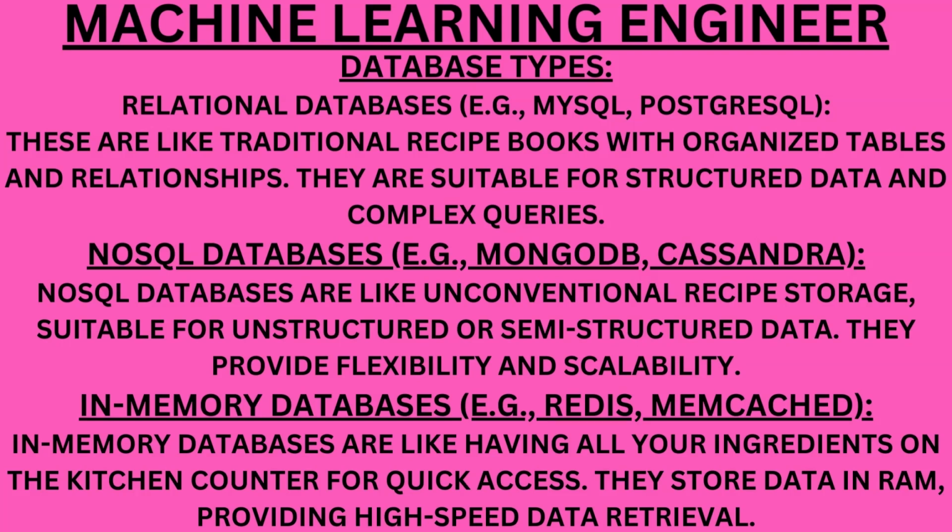NoSQL databases, that is MongoDB, Cassandra. NoSQL databases are like unconventional recipe storage, suitable for unstructured or semi-structured data. They provide flexibility and scalability. In-memory databases, that is Redis, Memcached. In-memory databases are like having all your ingredients on the kitchen counter for quick access. They store data in RAM, providing high-speed data retrieval.